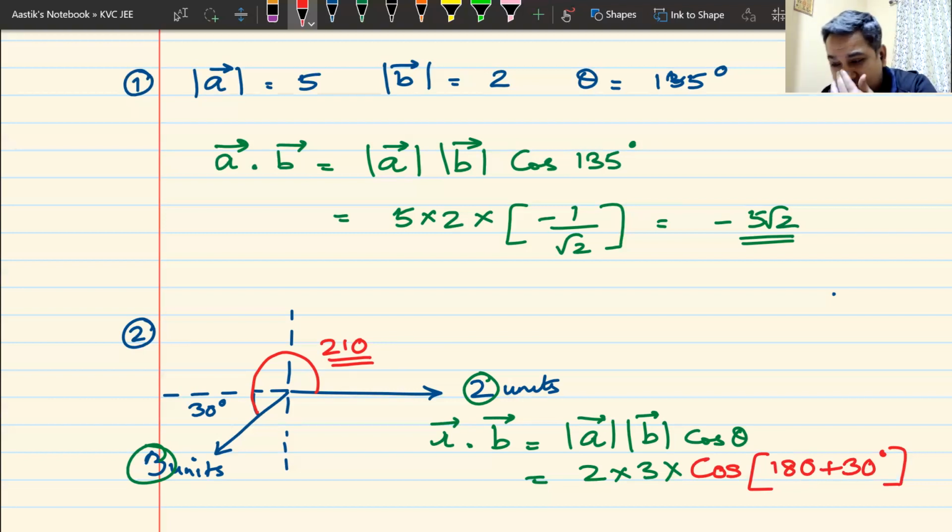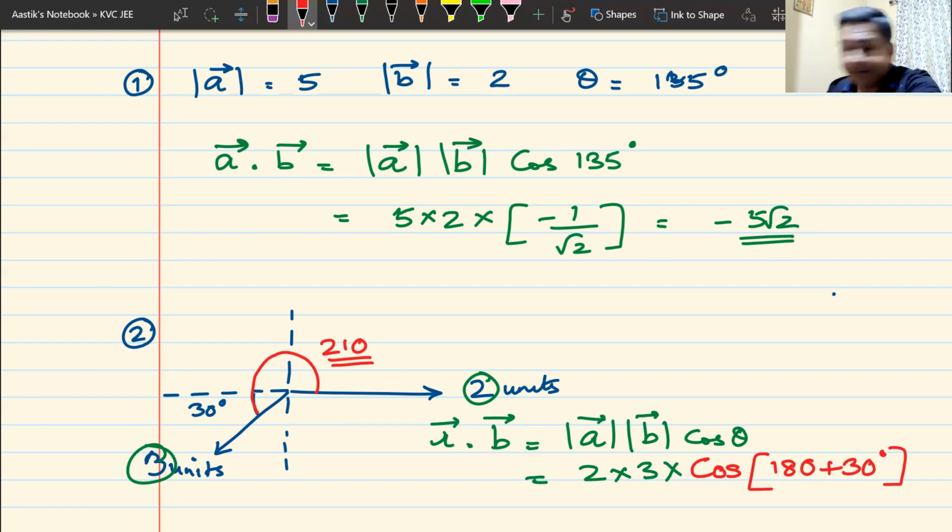I will not tell you how to find the value of cos of 210. If you don't know this, go back to the maths lecture that we had done, and I have already told you how to get the value. So you must be able to get the value of this one. This is how you find out the dot product of two vectors. Do you understand this? Can I have some raised hands?